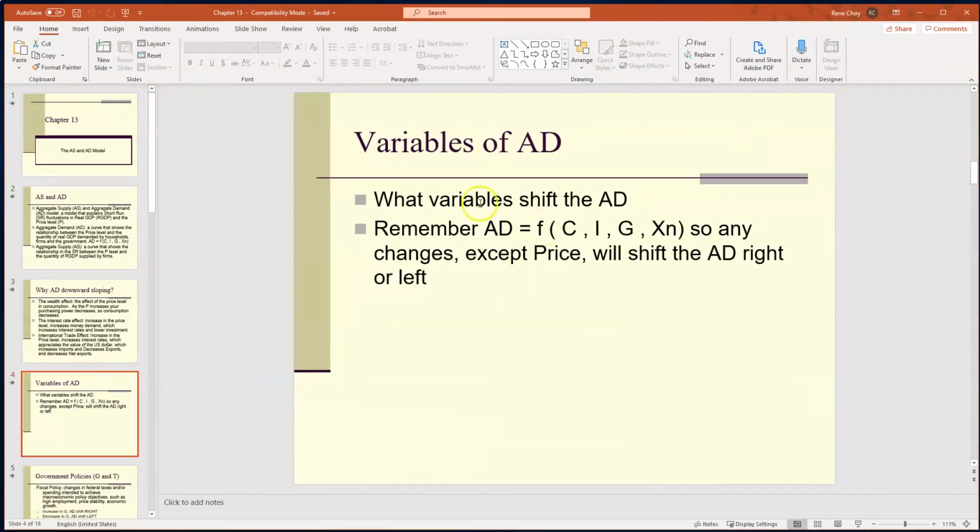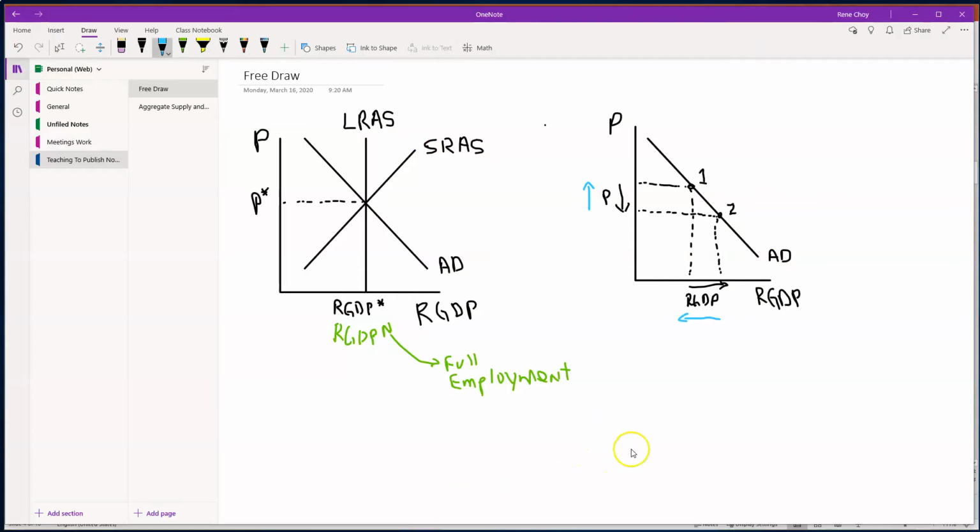Now, if you look at the variables for aggregate demand, and in basically economic models, the variables are things that create a shift on the line, then things outside of prices and real GDP are the things that create shifts, like autonomous consumption, investment, government spending, and net exports. Now, the variables are things that make the line shift right or left. Now remember, a shift is basically a movement of the entire line. So let me take my model out of here.